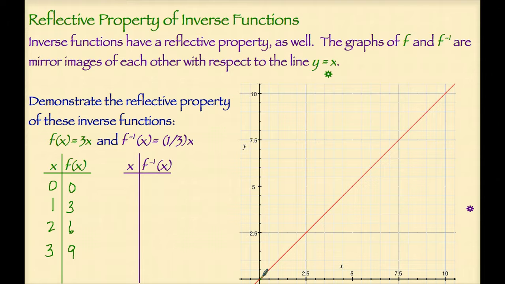Now let me plot these points. 0, 0, 1, 3, which is here. I'll also have 2, 6, which will be here. And then 3, 9 is going to be here. Now I have already graphed this line, so let's take a look at it.